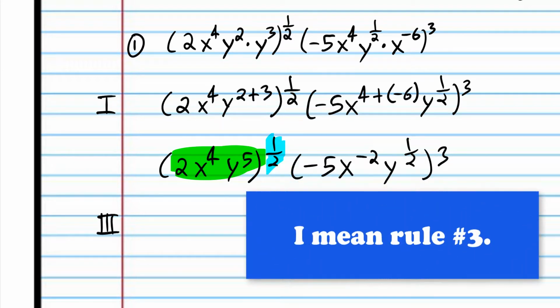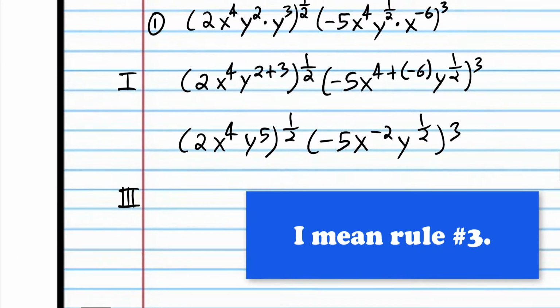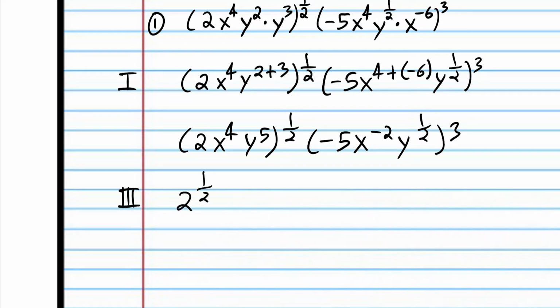And rule number 2, as I may have mentioned in previous classes, only talks about 2 terms in the product, but it works for 3, 4, or as many terms as you want. So we're going to raise 2 to the 1/2 power, multiply that by x to the 4th raised to the 1/2, and then multiply that by y to the 5th raised to the 1/2. Again, that's rule number 3.